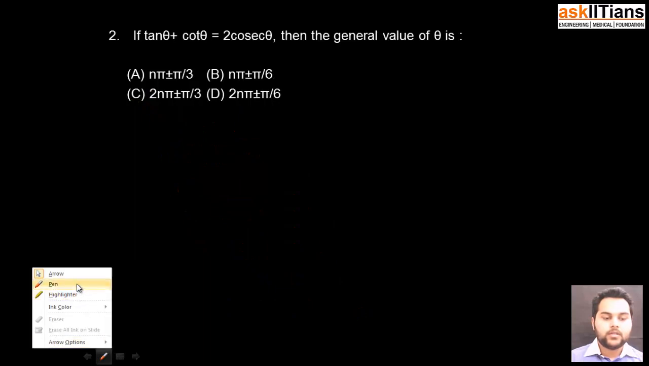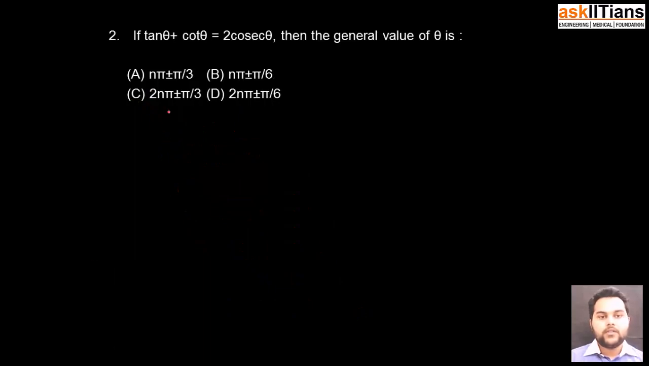Coming to the next question. The next question says if tan theta plus cot theta is equal to 2 cosec theta, then the general value of theta is. Now I'll do again the same approach. I'll proceed. I'm just converting the trigonometric ratios in terms of sine and cos.